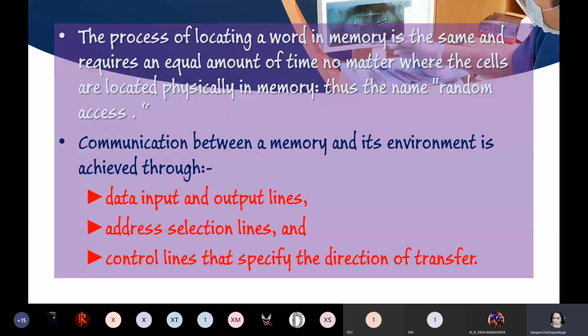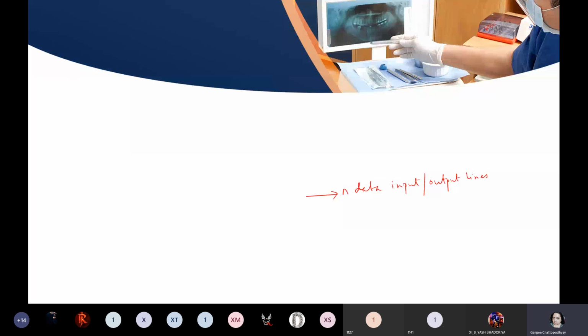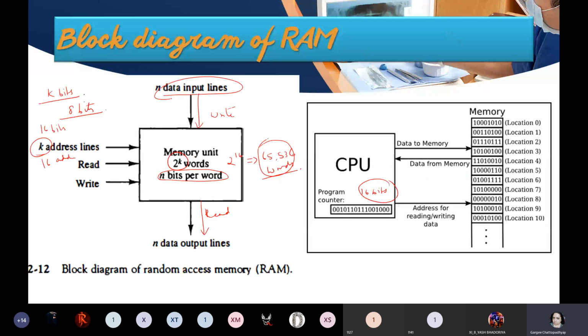So the first is data input and output lines. If I refer to this, it would be these, the n data input lines and n data output lines. These are for sending and receiving data, right? Second is address lines, which are used to send the address. I need to read the data, but I don't know where it is stored in the memory. Is it going to work? No. If I have to read something from the memory, the CPU has to provide the address where that particular data is saved in the memory.